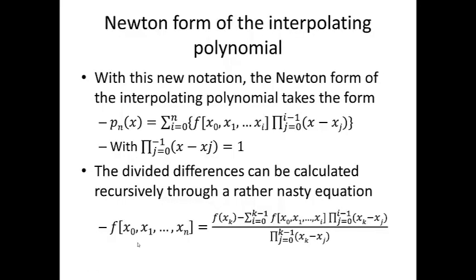With this new notation, the Newton form of the interpolating polynomial takes the form Pn of x is equal to the sum of the divided differences times the product of (x minus x sub j), with j running from 0 to k minus 1. The product is equal to 1 when j runs from 0 to minus 1.